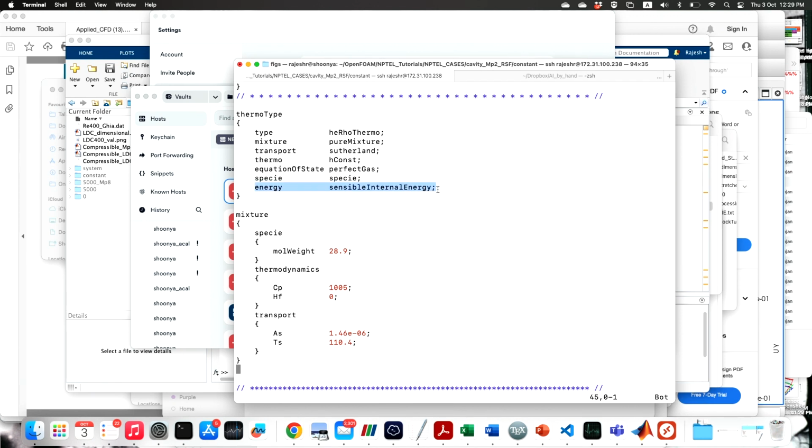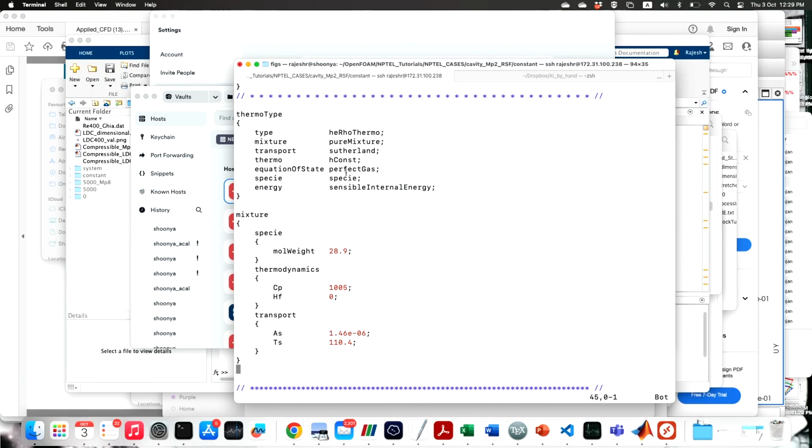Remember we had discussed the many different forms of the energy equation in the Navier-Stokes equations, right. You can write it in terms of total energy, internal energy, enthalpy. All these forms are possible. So, you are using sensible internal energy. Equation of state is perfect gas. Species, you do not worry unless you are solving for multiple species, like in combustion. You are using Sutherland's law for getting the viscosity.